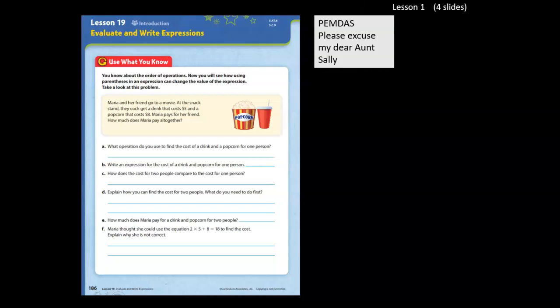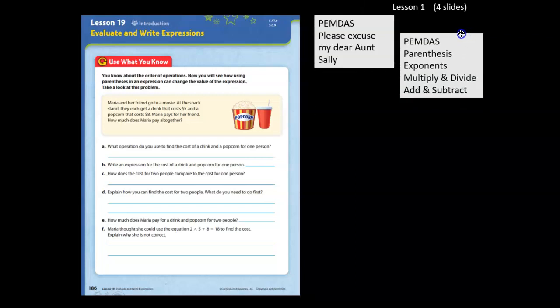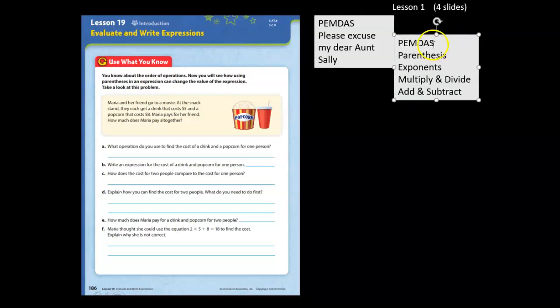So what PEMDAS really stands for is that we need to do our parentheses first, then our exponents, then multiply and divide, add and subtract. Now, multiply and divide I put on the same line because I want you to think of them as married. When we're starting on the left-hand side of an equation or an expression and we're moving across, it doesn't matter which one comes first, the multiply or the divide. Or maybe it's going to be the divide and the multiply.